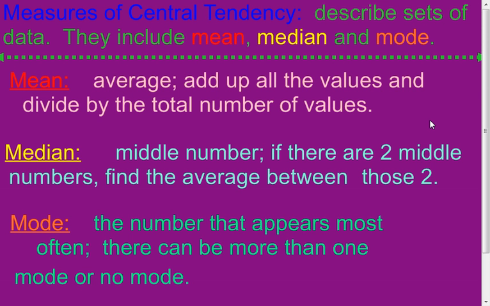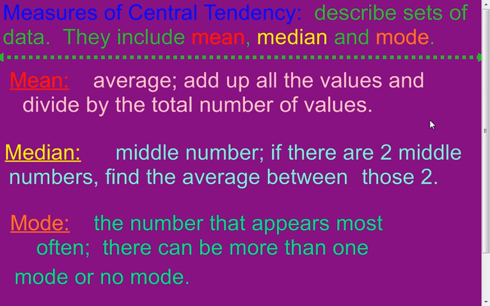But mean is also called average. In order to find the average, you add up all the values and then divide by the number of values there are. So if there's 10 numbers, then you'll divide by 10. If there's 5 numbers, you'll divide by 5. Okay? So mean is another word for average. Add them all up, divide by however many there are.